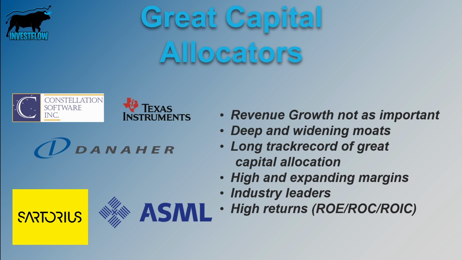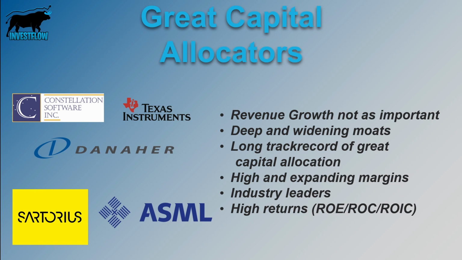They need a deep and widening moat because, in my opinion, in order to effectively allocate capital, you need to have that. They also need a long track record of great capital allocation. So that means I have to research the management and need to find out if they have a track record of allocating the revenue and the profits they get well, and especially that they are disciplined in this and don't do a lot of rash decisions.